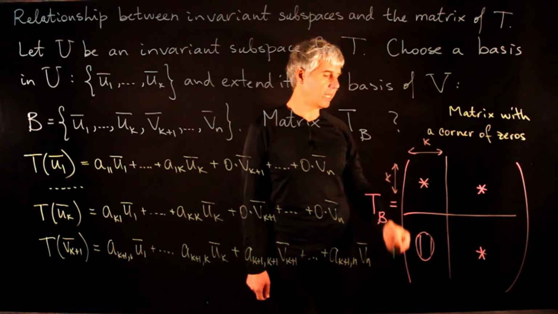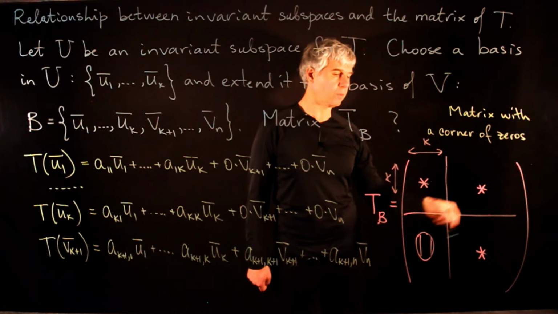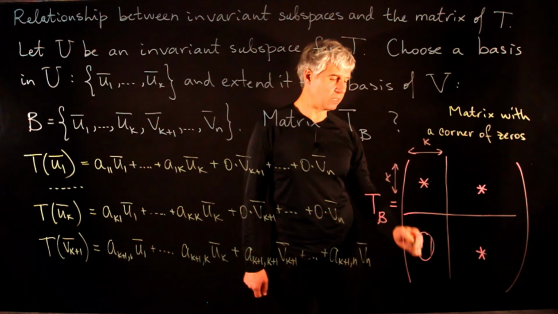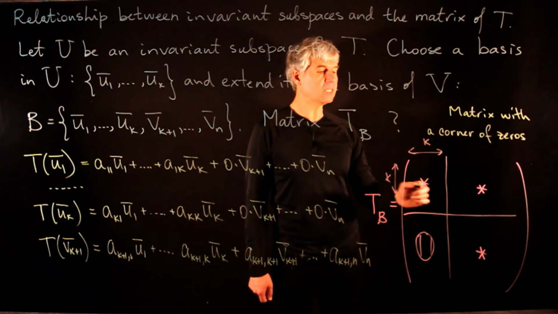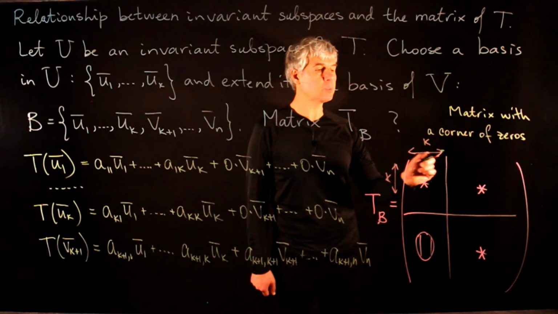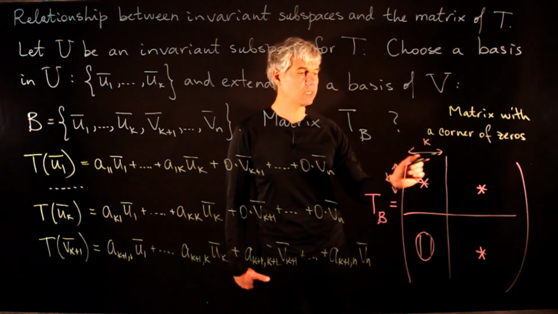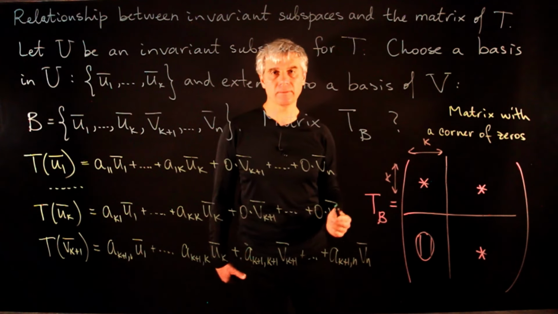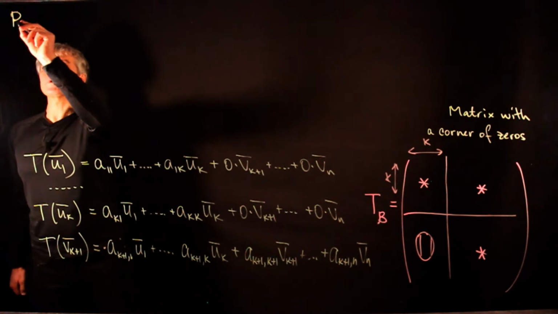If we get a matrix with a corner of 0, this means that we have a k by k square and the zeros underneath. This indicates that the subspace that corresponds to the first k basis vectors is an invariant subspace with respect to this operator. Let us prove the following proposition.